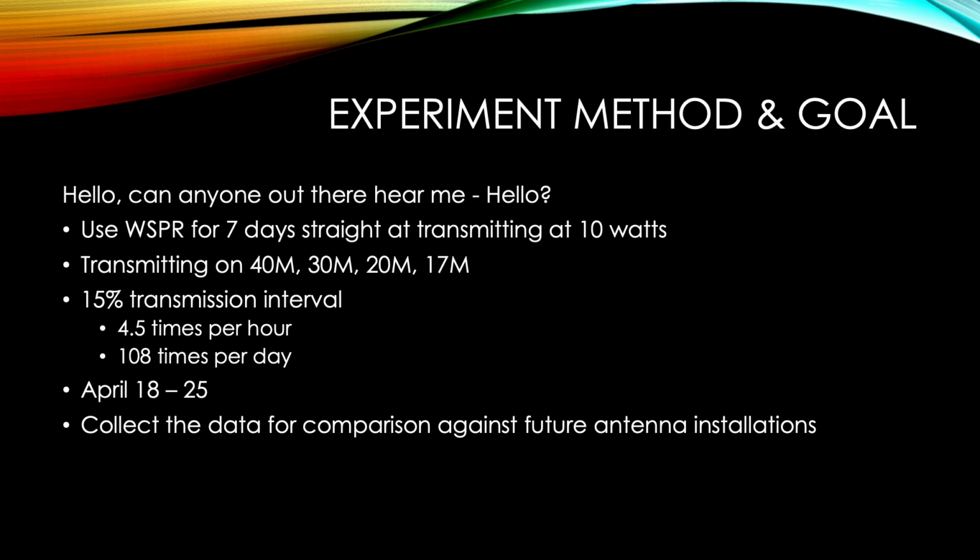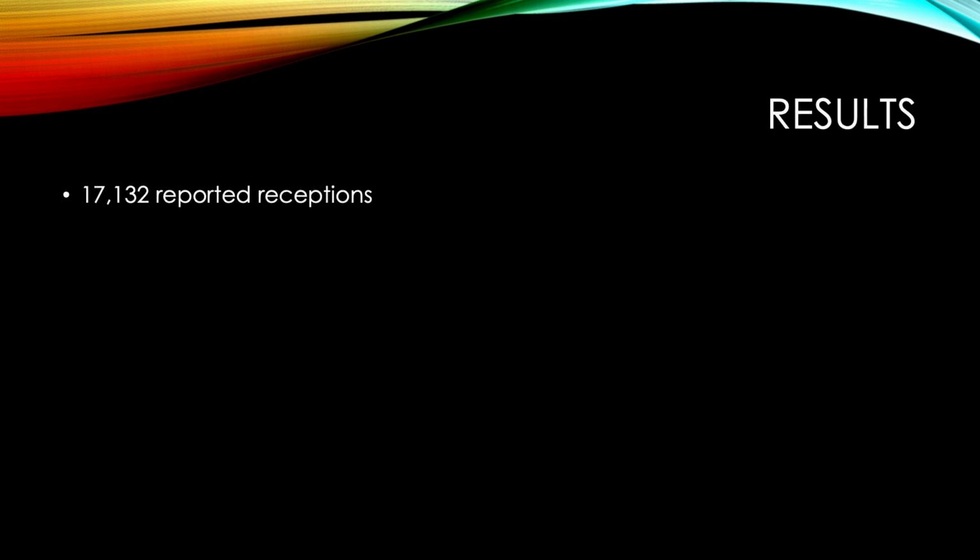Just taking a look at some of the statistics in the data, I had 17,132 reported receptions of my transmission in that 7-day period. Now, some of those were duplicates. They heard my signal multiple times on the same band, and in some cases it was the same reporting call sign that heard me on multiple bands. So some of these are duplicates, but I wanted to keep all the data together, so I've kept all the duplicates in the data. There were 1,098 unique reporting stations, so of that 17,000, 1,098 were unique.